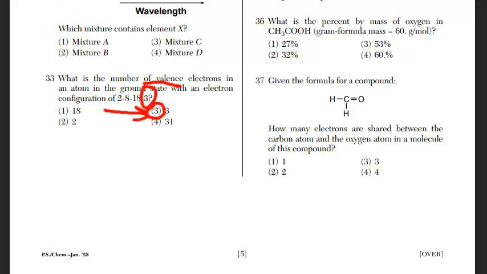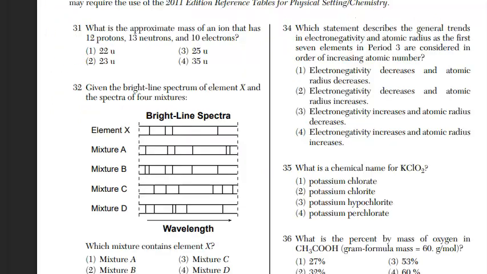Question 34, which statement describes the general trends in electronegativity and atomic radius as the first 7 elements in period 3 are considered in order of increasing atomic number? Now, you don't have to guess here. You have the periodic table and reference table S at your fingertips. We're going to use both of them here and be able to answer this knowing absolutely what the answer is.